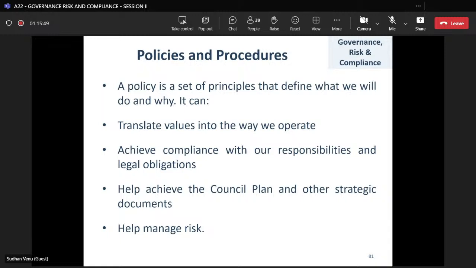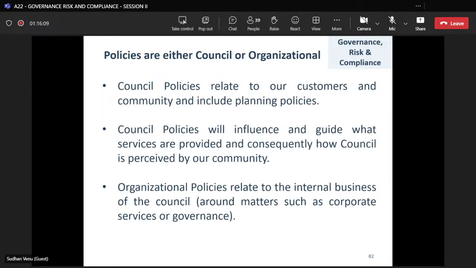And they are translating the values into the way of operating and achieving compliance with the responsibilities and legal obligations, and help to achieve the council plan and other strategy documents, and help manage the risk. So this is the main principle behind the policies and procedures. And the policies are either council or organizational.